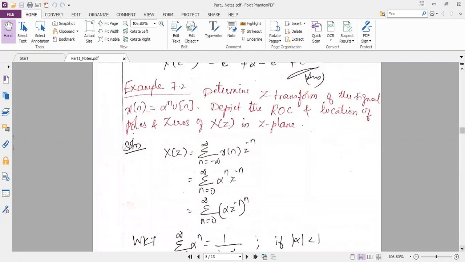So determine Z transform of the signal x of n is equal to alpha power n u of n. Depict the region of convergence and location of poles and zeros of x of z in the Z plane.